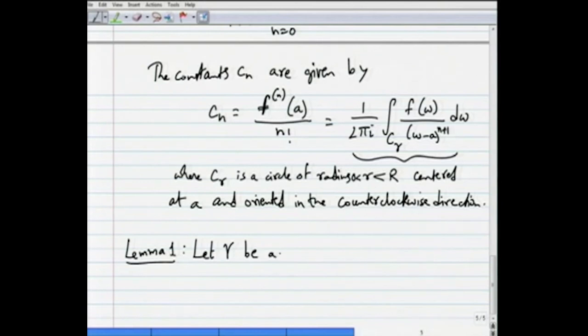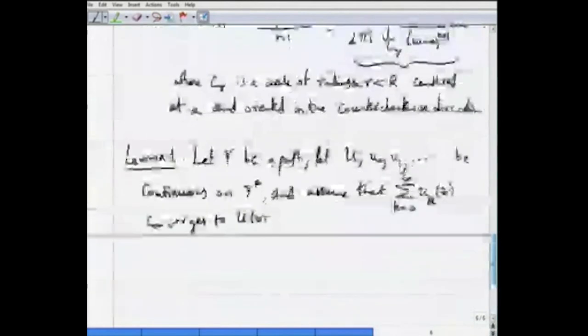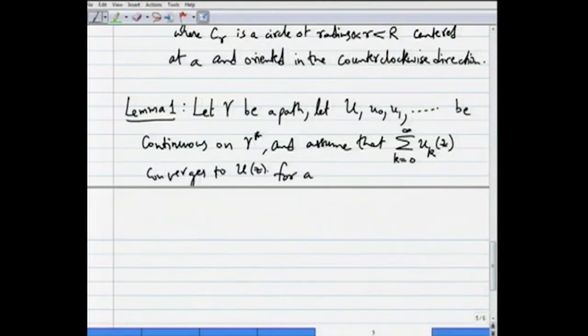Let gamma be a path, and let u, u_0, u_1, etcetera, any u_n for that matter, n belongs to the non-negative integers, be continuous on the trace of gamma in the complex plane. And assume that the sum over k equals 0 through infinity of u_k of z converges to u of z, which is pointwise convergence, for all z belongs to gamma star, the trace of gamma in the complex plane.